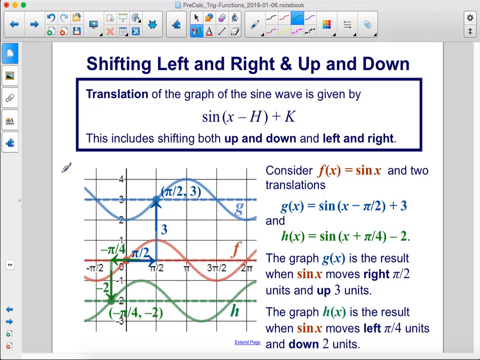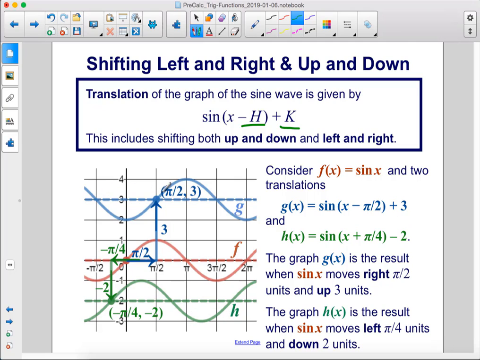Translation of the graph of the sine wave is given by sine of (x minus h) plus k. This includes shifting both up and down and left and right. Consider f of x equals sine x, here in red, and two translations: g of x equals sine of (x minus pi over 2) plus 3, and h of x equals sine of (x plus pi over 4) minus 2.